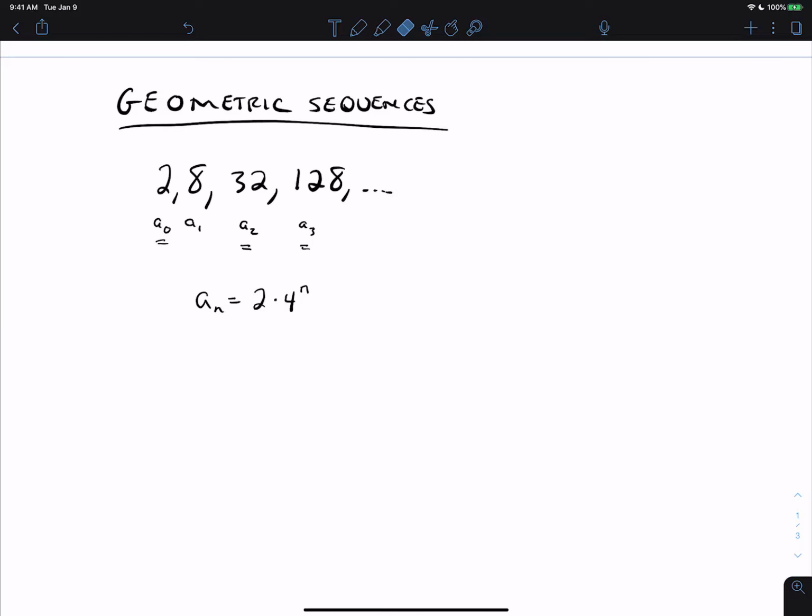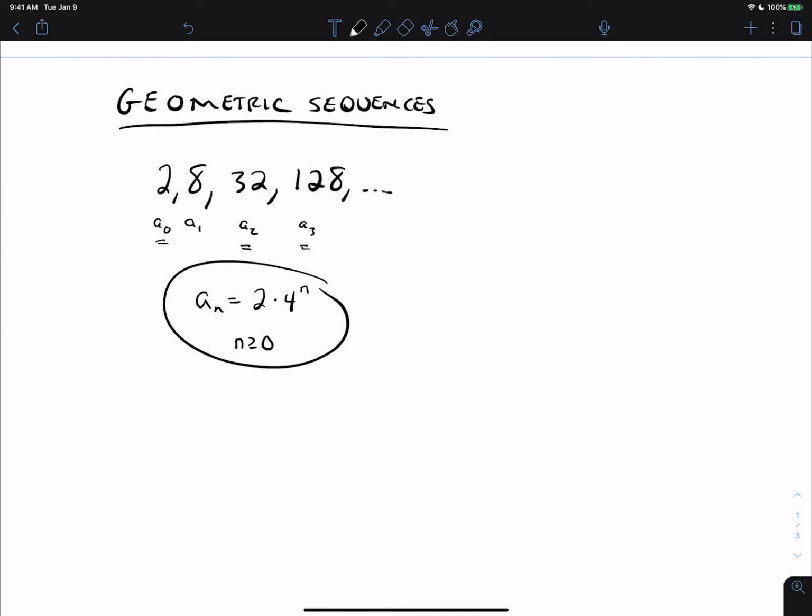A sub 1 is 2 times 4 to the first. A sub 0 is 2 times 4 to the 0, meaning that you shouldn't multiply by 4 at all. And again, we remember that 4 to the 0 is 1, so we get 2 times 1, which is then 2. So this formula works for n greater than or equal to 0.